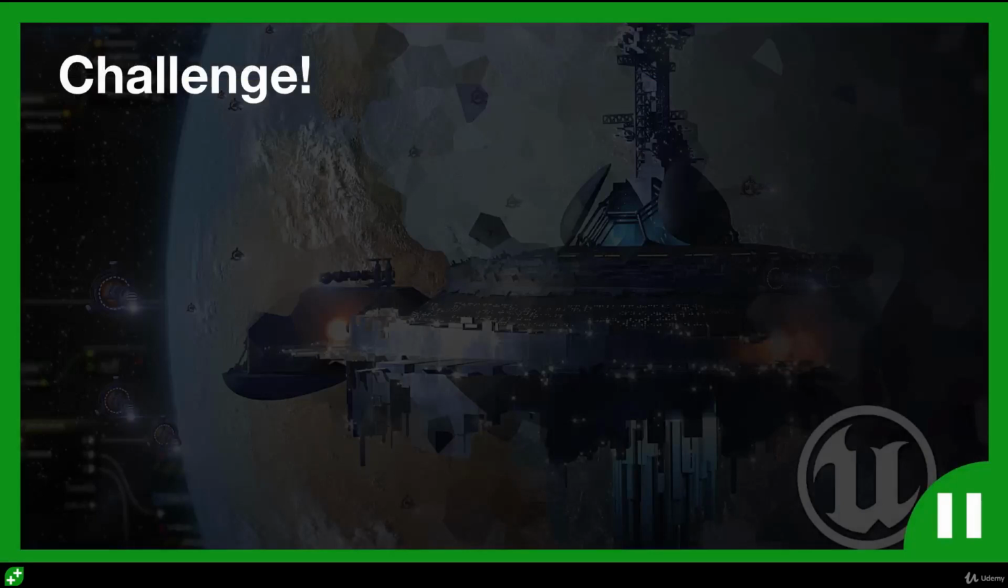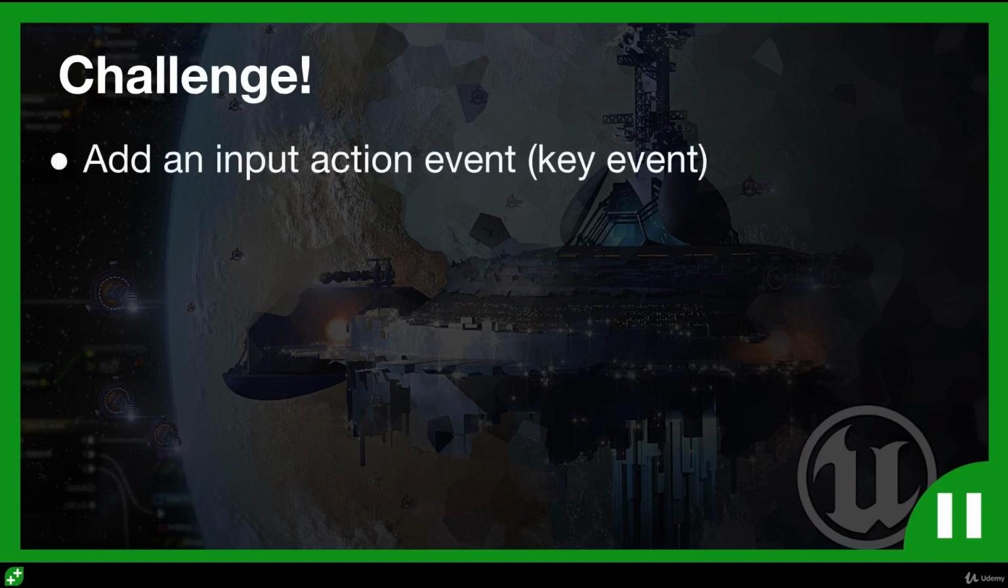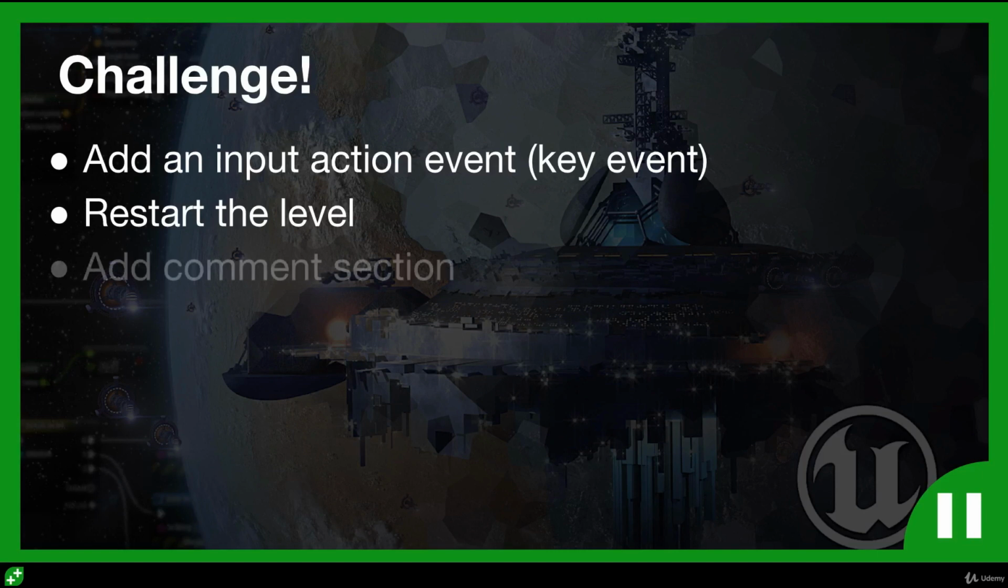So, as with any game during development, unexpected issues might pop up and you might find some yourself. So we might want to provide a way that a player can restart the level if they want to. So now I have a real challenge to test your blueprint skills. I want you to add an input action event, also known as a key event, and I want you to use this event to restart the level. And then make sure that you add a comment section for this blueprint code. So pause here and attempt to have a go at this, and then when you're ready, resume the lesson and I will walk you through the process.